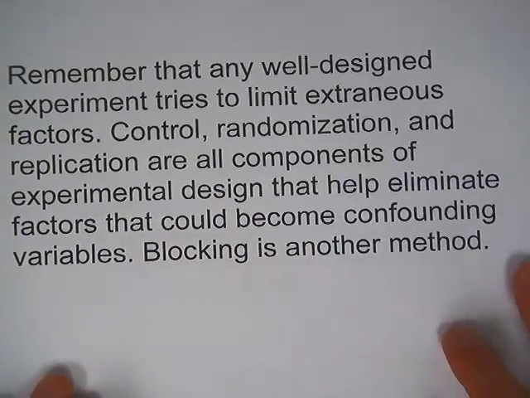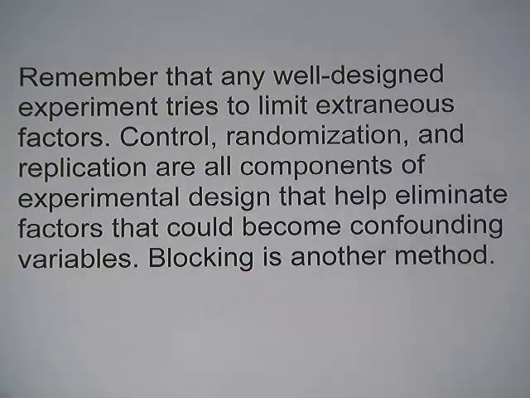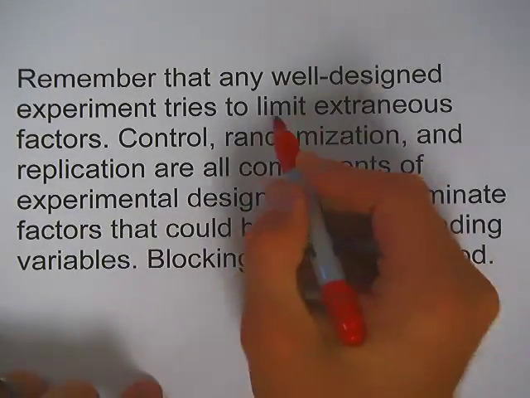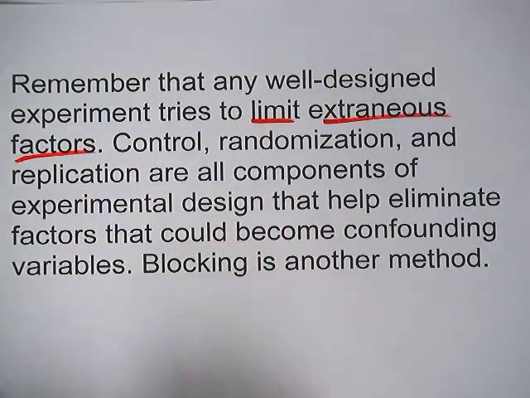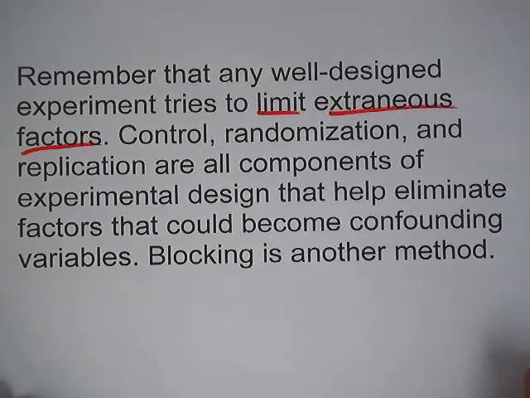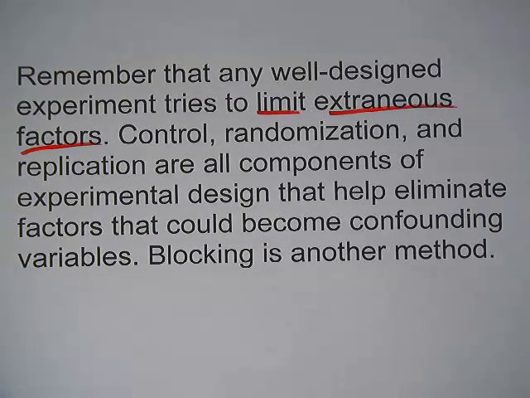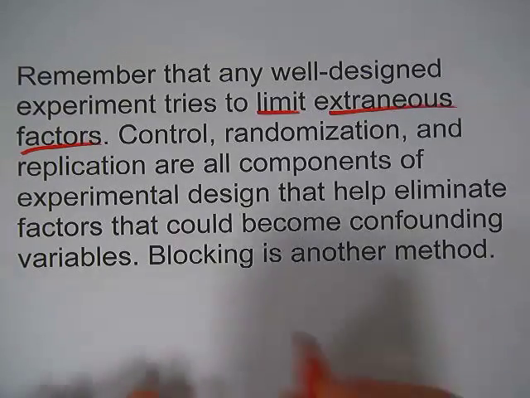Hi, this tutorial covers a specific type of experimental design called the randomized block design. So remember that any well-designed experiment tries to limit extraneous factors. Control, randomization, replication are all components of experimental design that help eliminate factors that could become confounding variables.